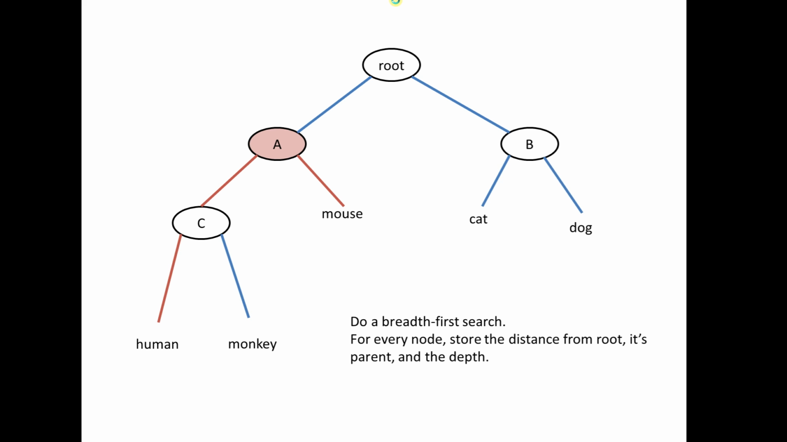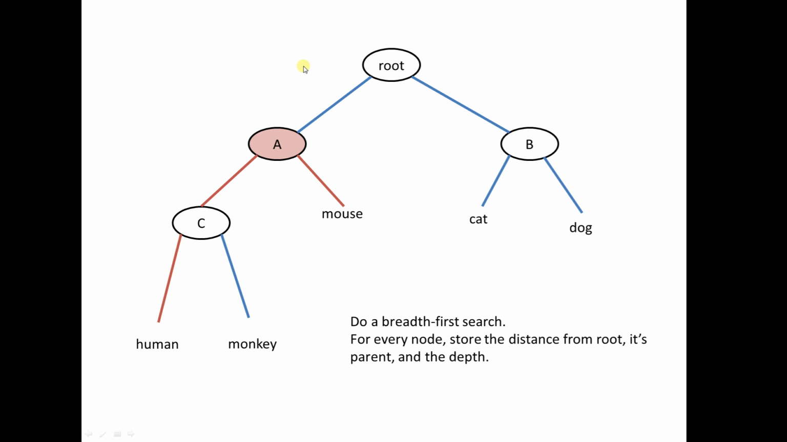So just go back to a breadth first search from the root, and then for every node you store tree information: the distance from the root, what's the parent of the node, and what's the depth of the node. Basically, the distance from the root can be determined from its parent. Let's say you have the distance from root to A. To find out the distance from root to C, you just add the path length A to C to the distance from root to A.